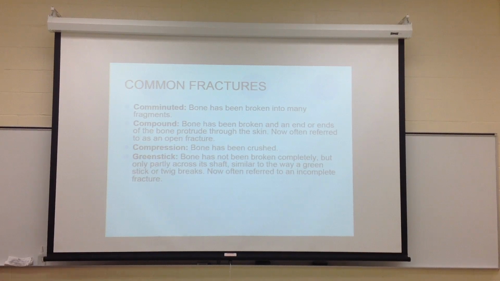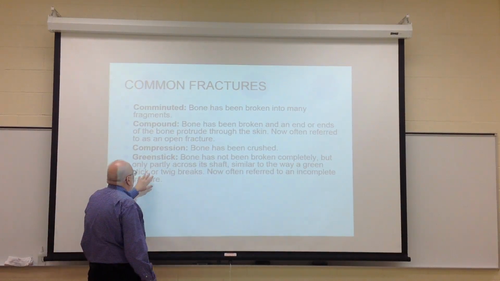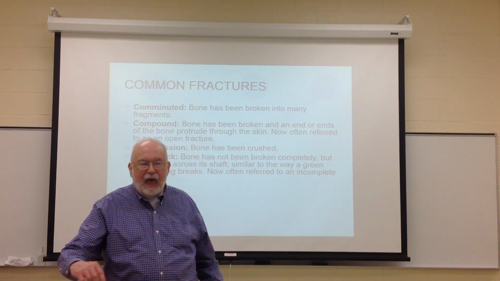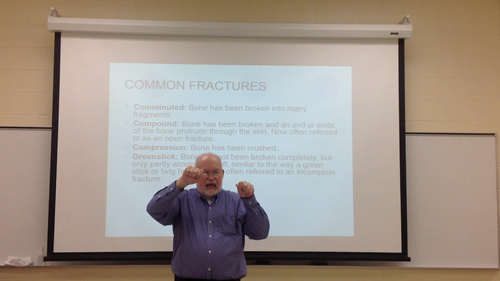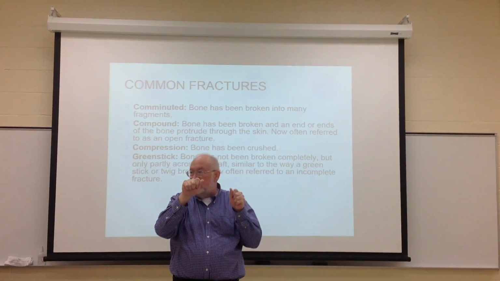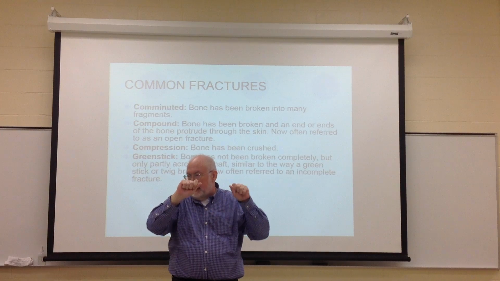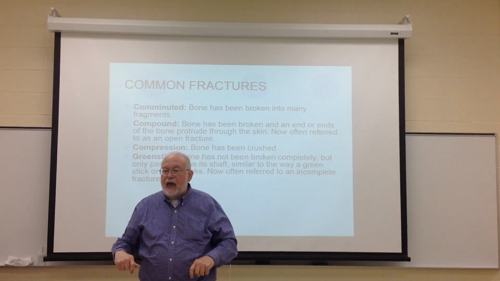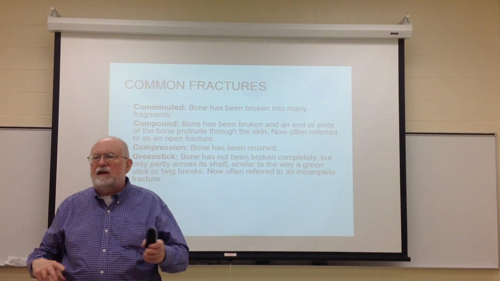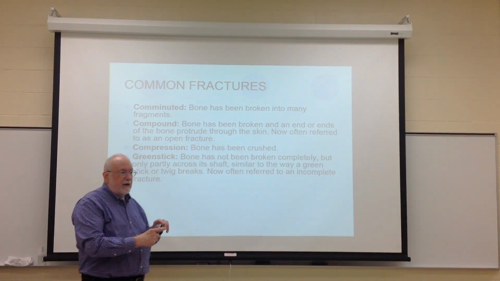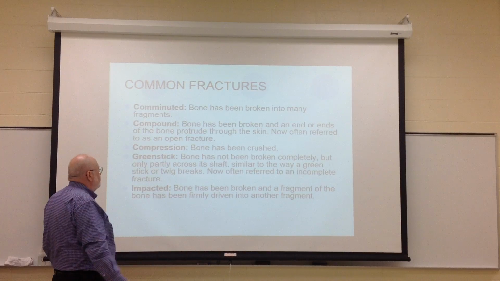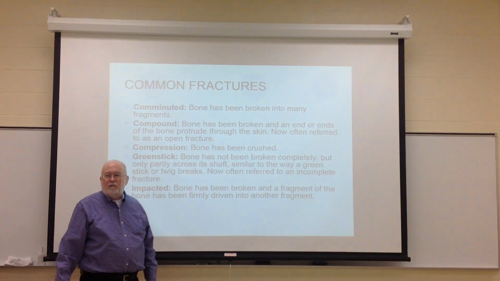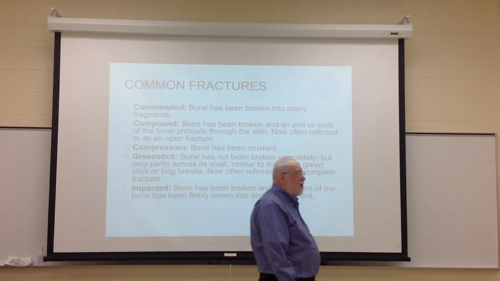All right, greenstick, also called incomplete. Now, it's like taking a twig off of a tree, particularly if it's still growing. If you start bending it, it breaks on one side, but not on the other. Eventually it will if you bend it enough, but typically it's broken on one side and isn't on the opposite side. It's more common in children because their bones are a little softer, a little more pliable than adults'. Impact. Here just a fragment is broken off a bone and typically driven into another part.